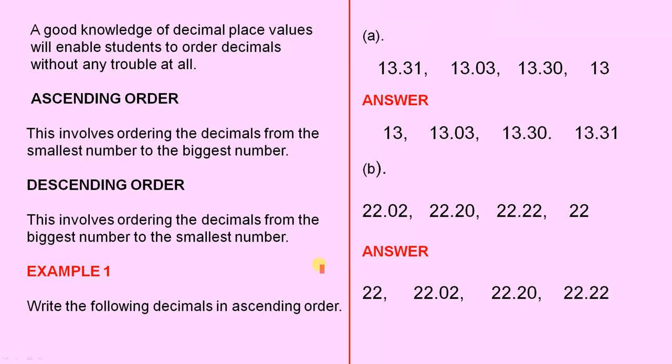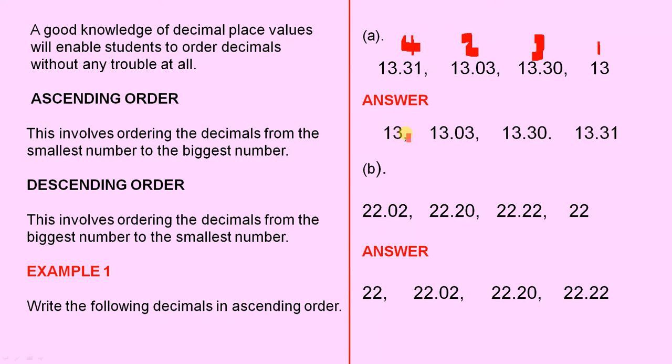Example 1. Write the following decimals in ascending order. So ascending order means we start with the smallest number and we go to the biggest. So these are our four decimals here. Now, let's have a look at them carefully and let's see which is the smallest one. So here, that will be the first one because that's the smallest. Now, where's the second one? That one there. So that'll be in the second position. The next one will be this one. And that one will be last, because that's the biggest.